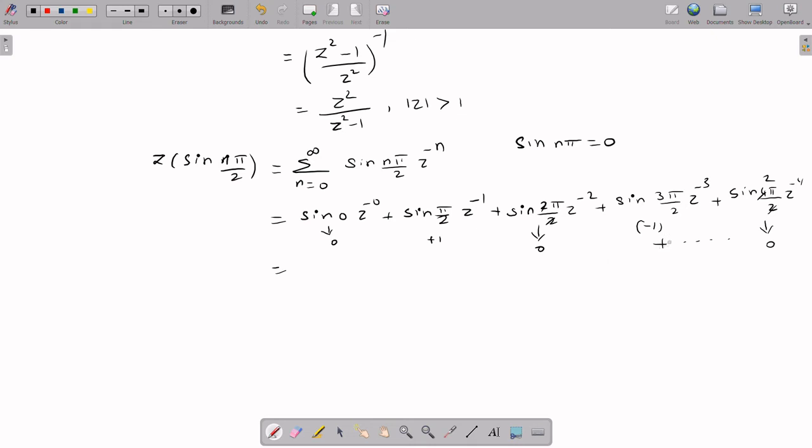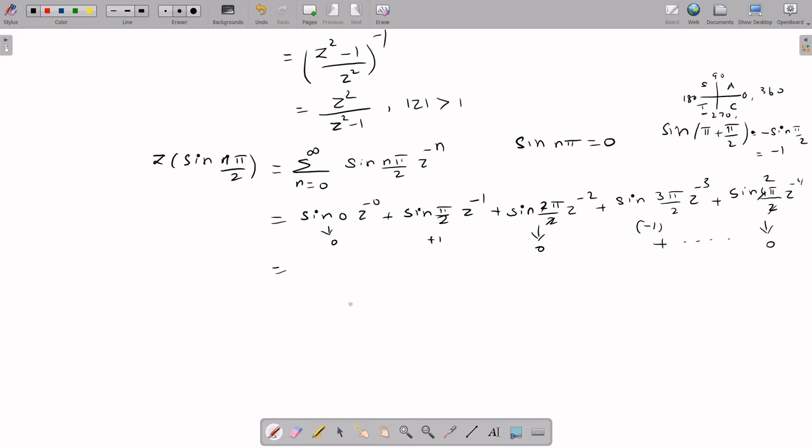You can write this to be sin of (pi plus pi by 2). Here the angles are 0, 90, 180, 270 and 360 again, and pi plus pi by 2 lies in which quadrant? Third quadrant. In the third quadrant, which term is positive? Tan alone is positive, remaining terms are negative. So minus sin pi by 2, which is equal to minus 1. So this value is equal to minus 1.